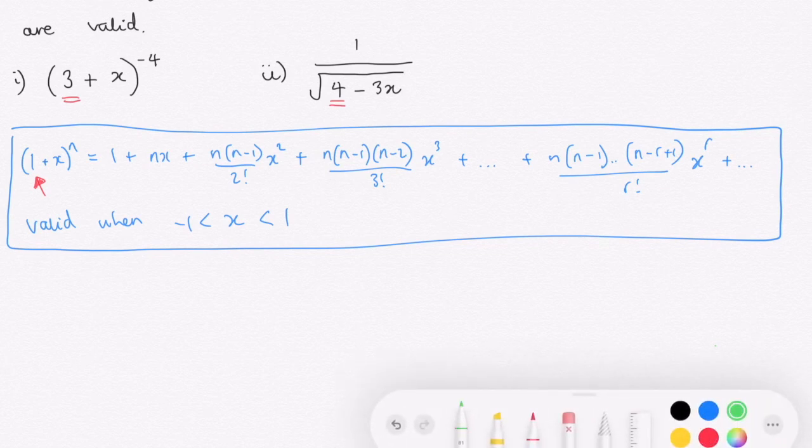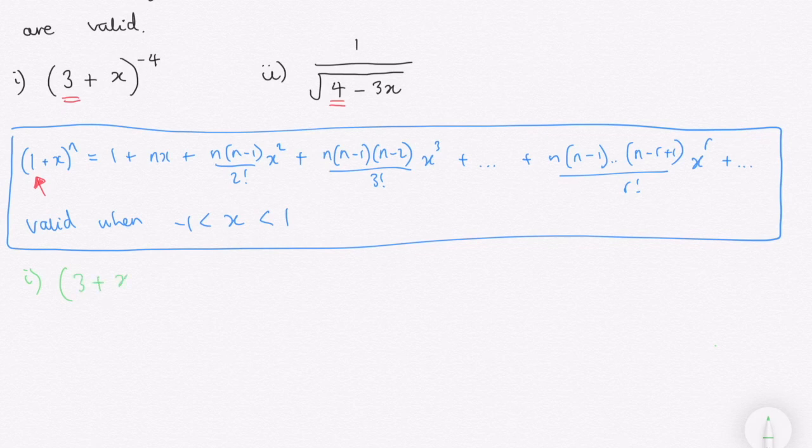So let's take this first example, 3 plus x to the power of negative 4. And let's think, okay, how could I get a 1 in the bracket? Well, what I could do is, inside this bracket, I could take a factor of 3, and I remember taking a factor of 3 of the whole thing. If you think carefully, these two expressions are equal. Because if I expand this out, I get 3 times 1, which is 3, and I get 3 times x over 3, which is x.